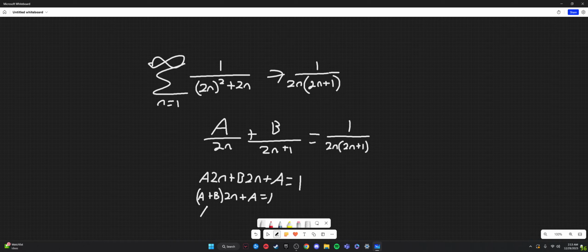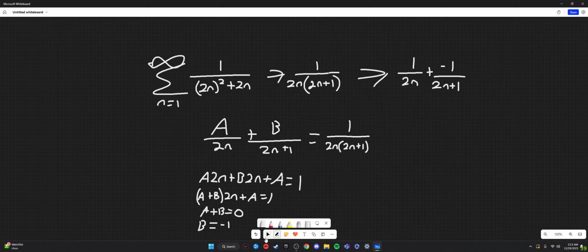We know that a plus b equals 0. And this basically tells us that a is 1, so b must equal -1. Write this up here. We'll have 1 over 2n plus -1 over n plus 1.